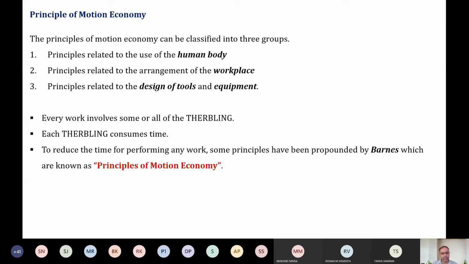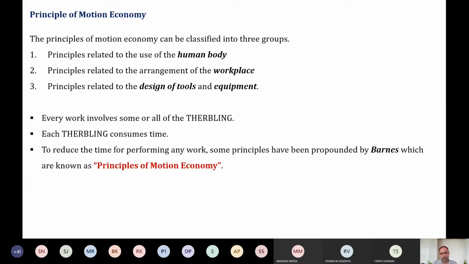The principles are classified into three headings. One is principles related to the human body, then the arrangement of things in the workplace, and then the tools and equipment you are going to use to do the job. The first is on the human body, like the sitting postures, the standing postures, the way you lift the object, or the way you carry the object. That is called principles related to the human body.